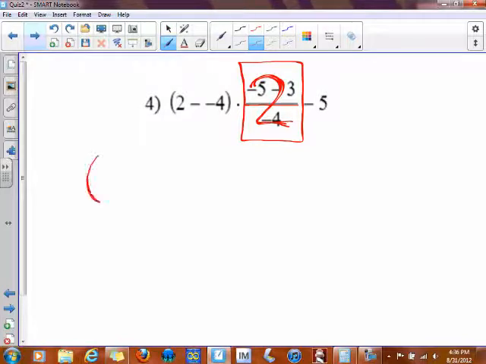So I got 2 after a parentheses. I got a minus, a minus. I hate that. We're going to talk about that next. And then I got my 2 here, and I got minus 5. Okay, this is times 2 minus 5.